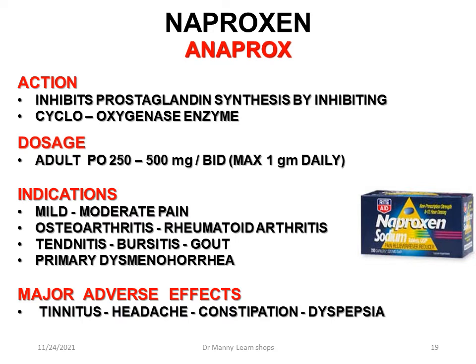Then you've got Naproxen, and this medication inhibits prostaglandin synthesis by inhibiting cyclooxygenase enzyme. And the indications are for mild or moderate pain, especially osteo and rheumatoid arthritis. Other forms of tendinitis, bursitis, even gout, or primary dysmenorrhea. Major adverse effects include tinnitus, headaches, constipation, and dyspepsia. But it's a very good analgesia. Sodium naproxen.